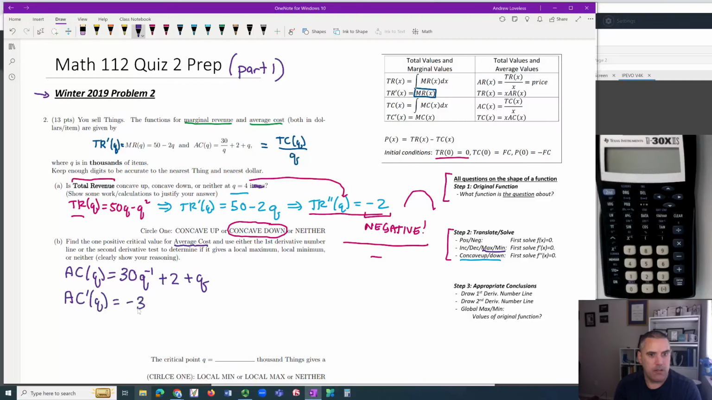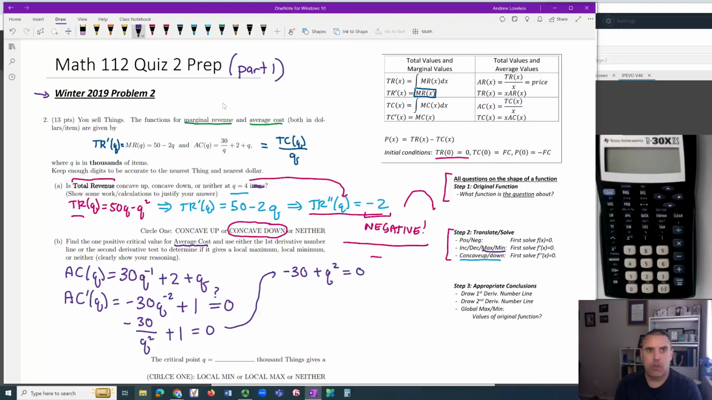So we get negative 30q to the negative 2 plus 0 plus 1. And then we need to find when that is equal to 0. Now this should look familiar because we solved almost an identical thing on the homework and on exam 1. So this does require some solving. This is my advice about multiplying both sides by q squared.